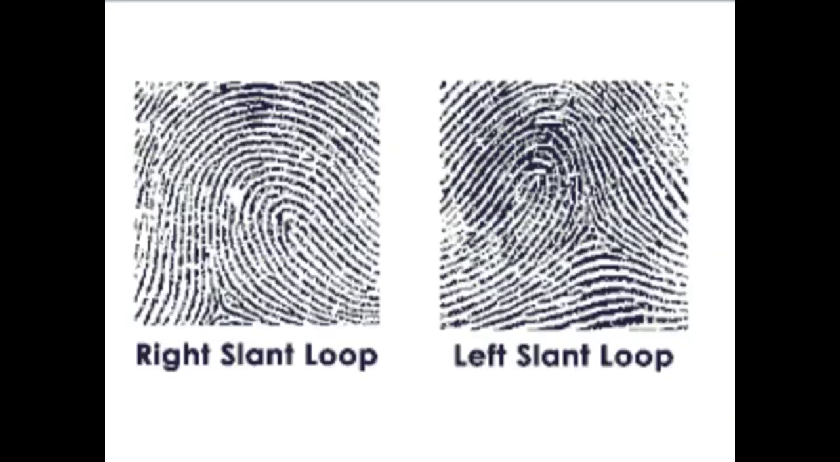Again, two more examples. On your own, identify which side it enters and leaves, and see if you can identify the core and the delta. So do that now. And then also, let's say these are both left-handed. If these are both left by a left hand, which one is radial and which one is ulnar? And remember, we're talking about the side it opens towards.